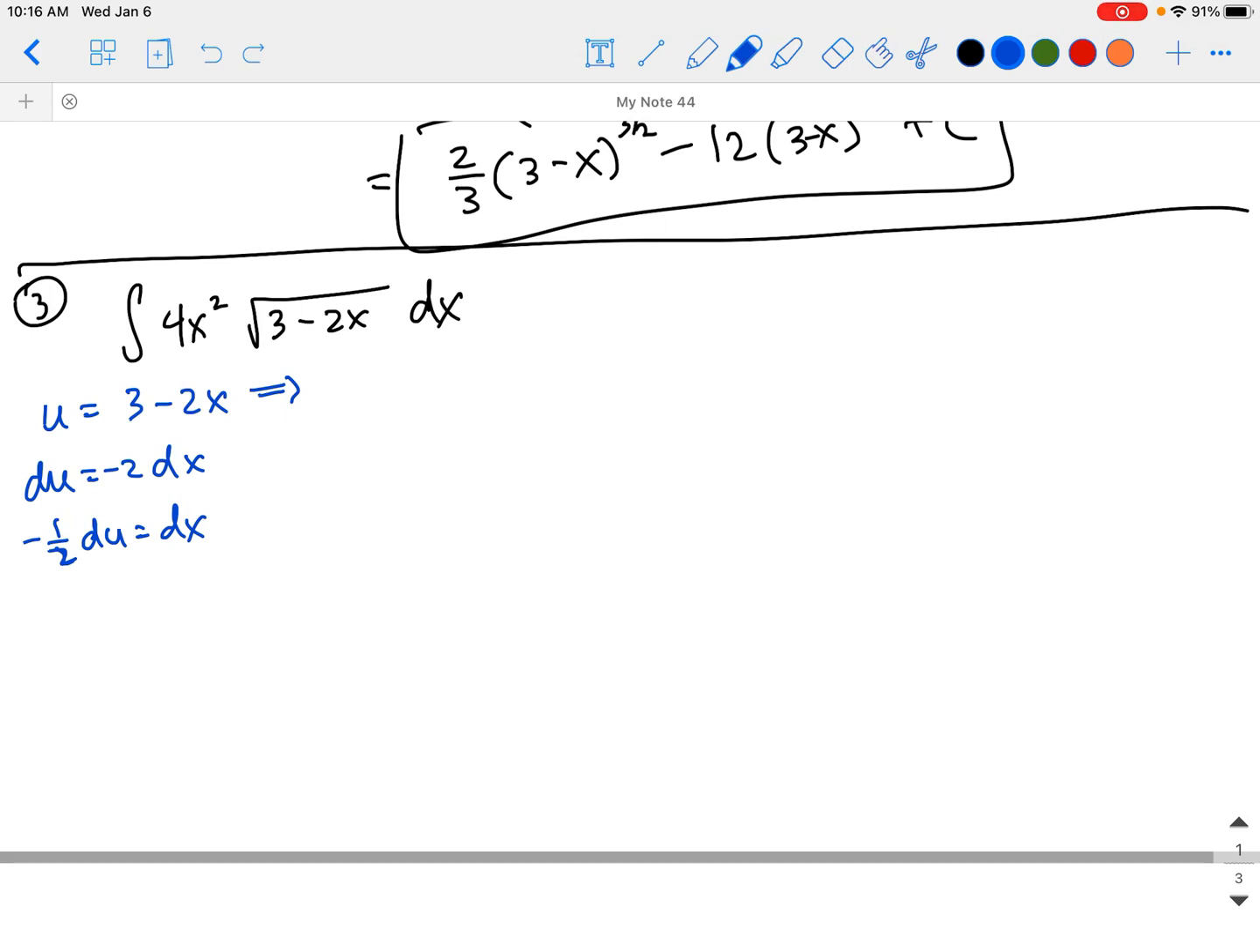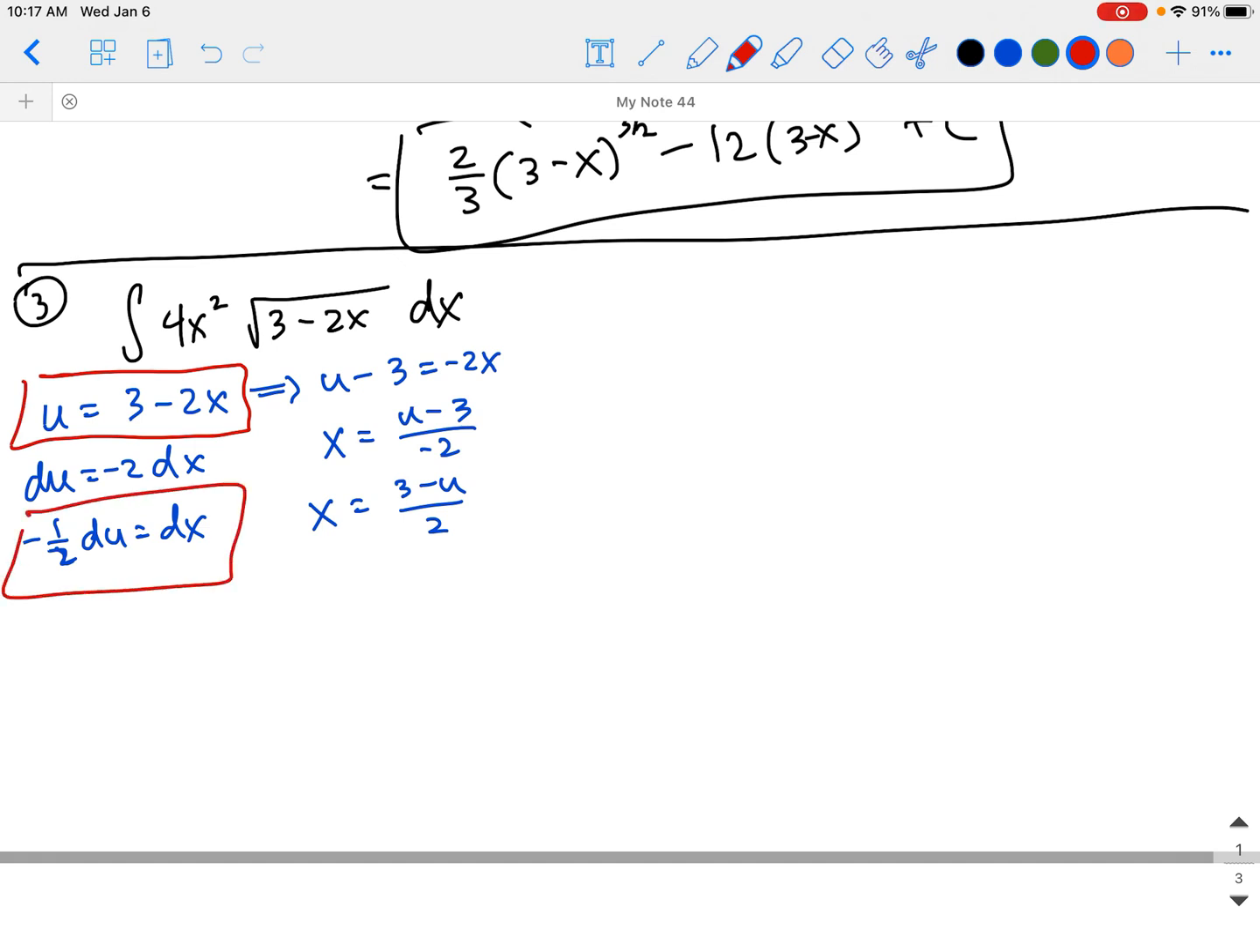So we'll note we could subtract the 3 over. So u minus 3 is equal to negative 2x. And then we could divide by negative 2. So x is going to be u minus 3 over negative 2. But maybe that negative 2 is better distributed in the numerator. So we'll just note that that's the same as x is equal to 3 minus u over 2. So then now I've got all the pieces I need to substitute. So we're going to substitute these 3 pieces inside, and let's see what we get.